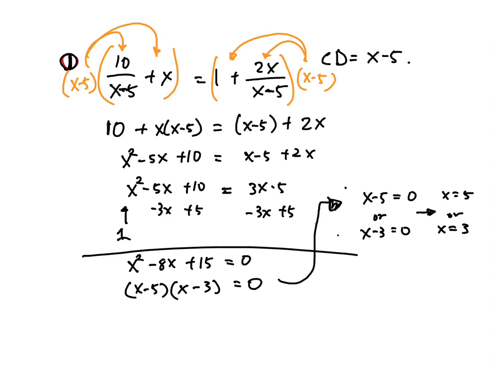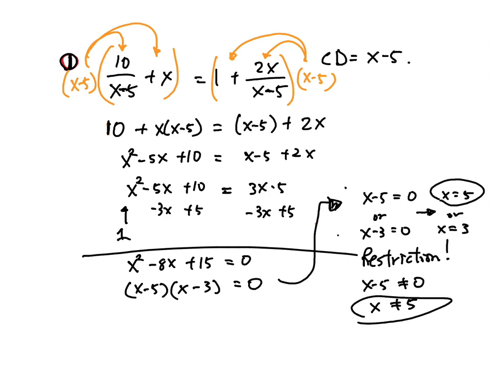Okay. Now, if you think we're done here, then that means you're going to lose some points. Okay. When you're dealing with a rational function, right? Rational equation, you have to check for restriction. Our restriction is x minus 5 cannot equal 0, right? Denominator is never equal to 0. So this means x cannot equal 5. So the answer we found here is extraneous.